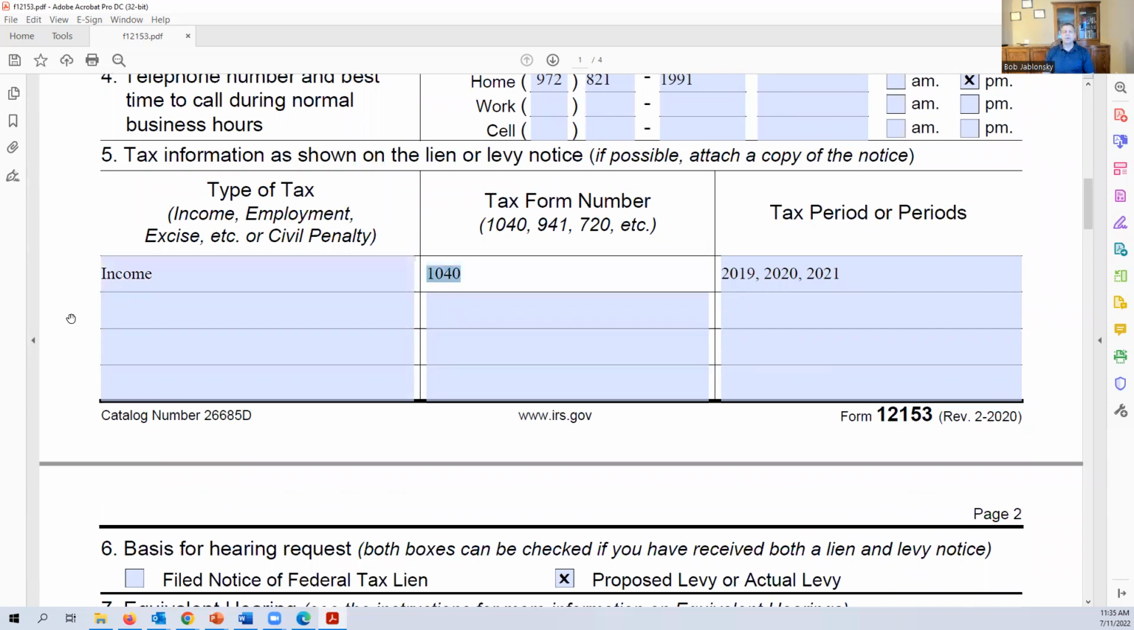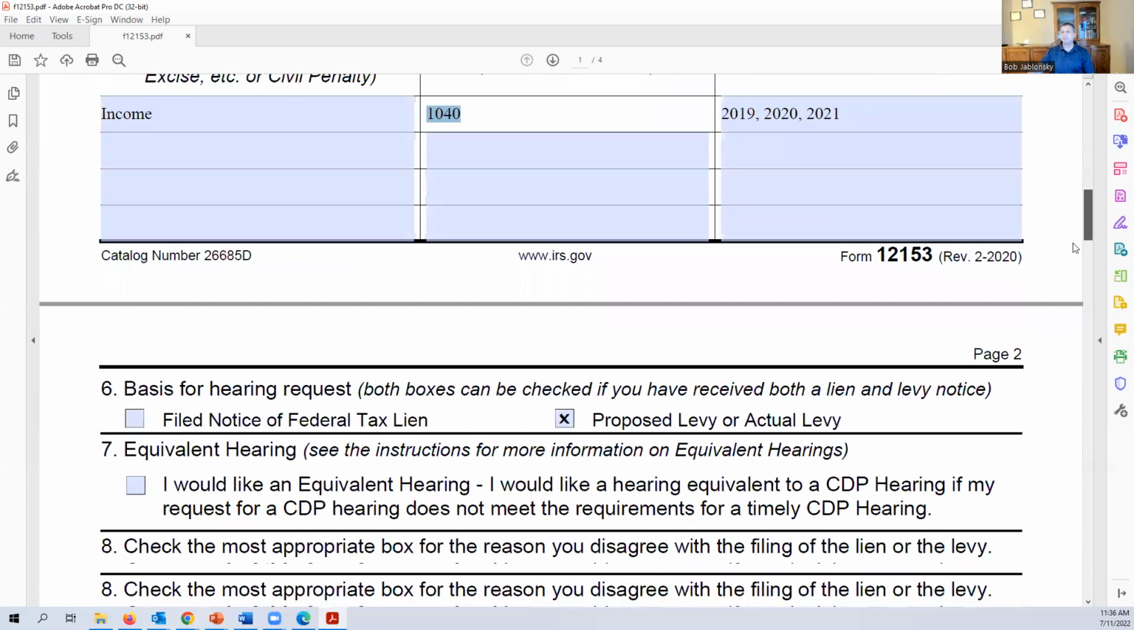And since it's personal income, it's going to be 1040. Let's say I was a C corporation and my C corporation owes taxes. It could be income in a Form 1120. My tax periods I owe are 2019, 20, and 21. So you're letting the IRS, the settlement officer, know exactly what we are talking about here, what it is that they need to address.